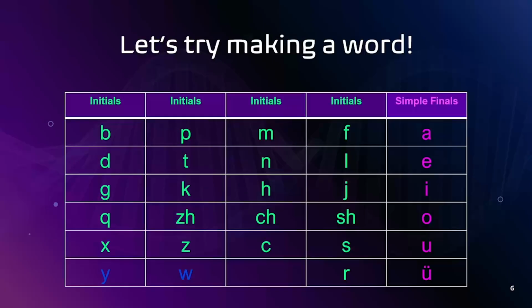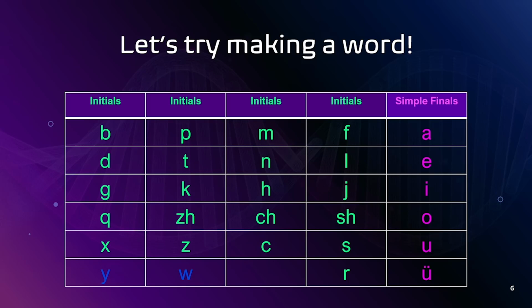So let's try making a word. You can see that those are the simple finals lined up on the purple on the right, and then all of the initials on the left. You can use this table to make different combinations, which are words in Chinese. For example, CH in the initials, 3rd row, 4th column, and E of the simple finals, which is the 2nd row, makes che. And the word che means car.